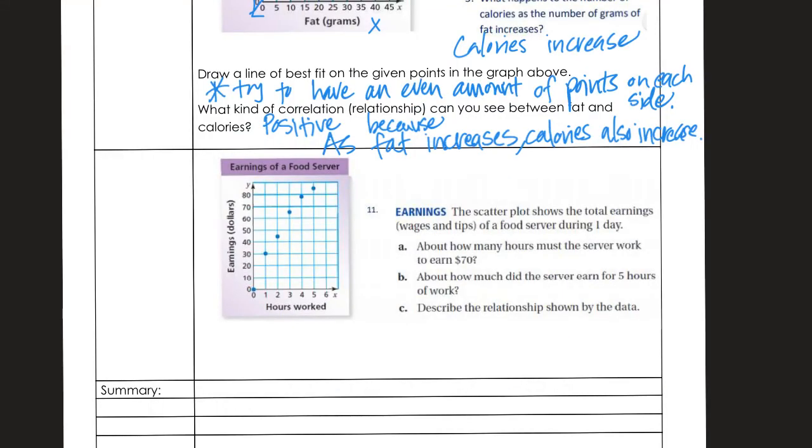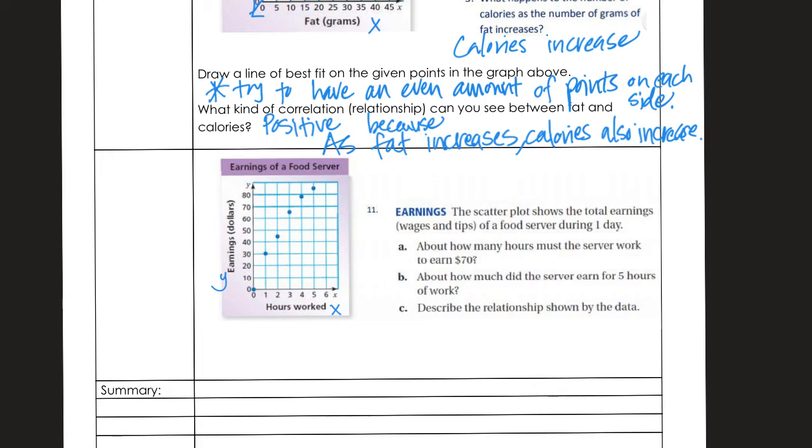All right, the last section of these notes. So we're looking at the amount of hours worked, which is our X value, and their earnings, the money that they received. The scatter plot shows the total earnings, wages, and tips of a food server during one day. About how many hours must the server work to earn $70? Okay, so what we're going to first do is draw a line of best fit.